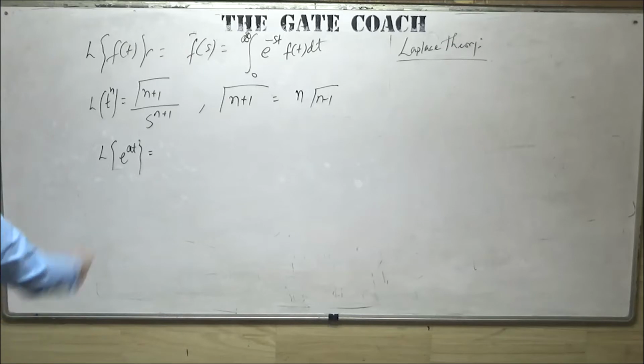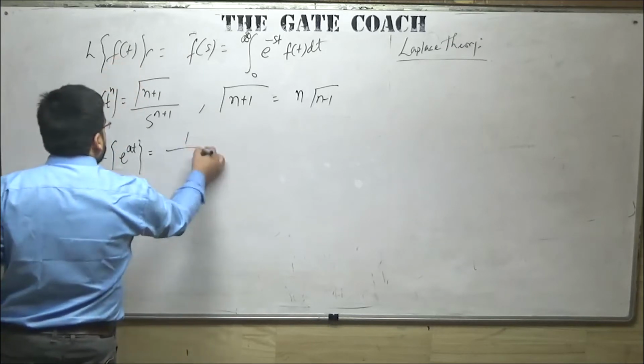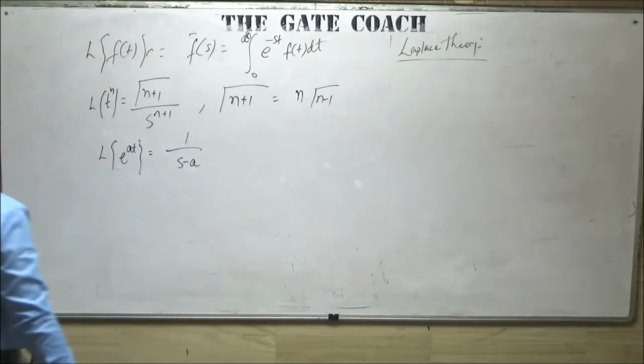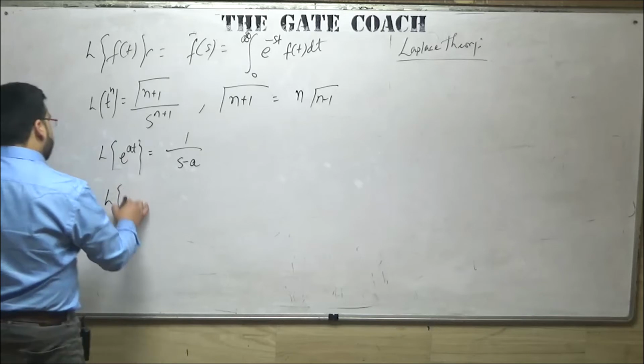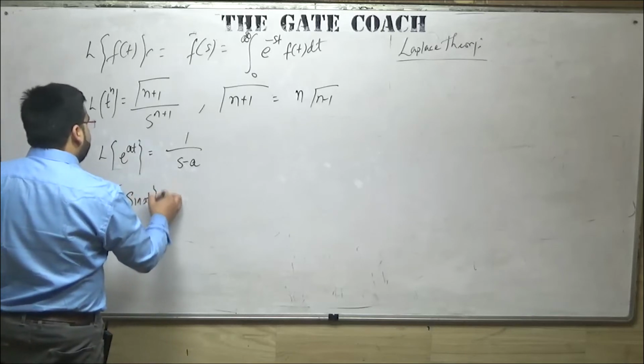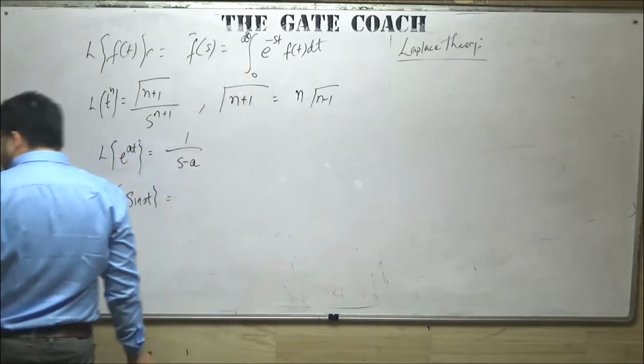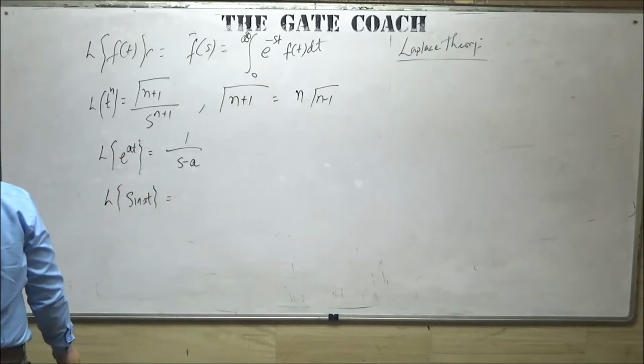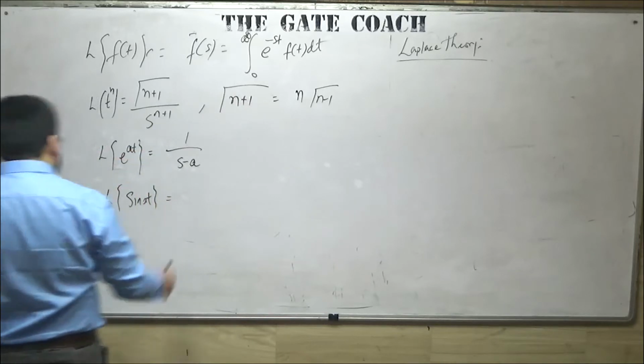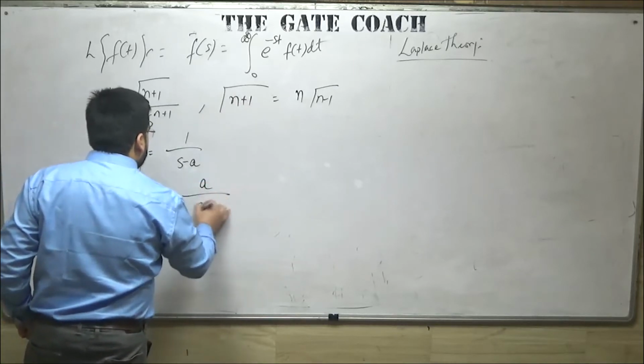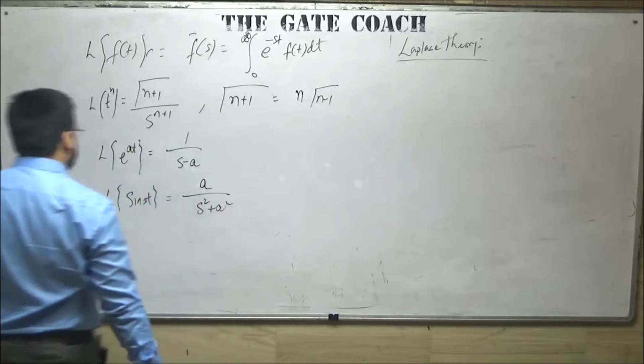It came out to be, once you put the values of e raised to the power minus st and this, 1 upon s minus a. Then Laplace of sine at. How can it be derived? Just put the values. It will be equal to a upon s square plus a square.